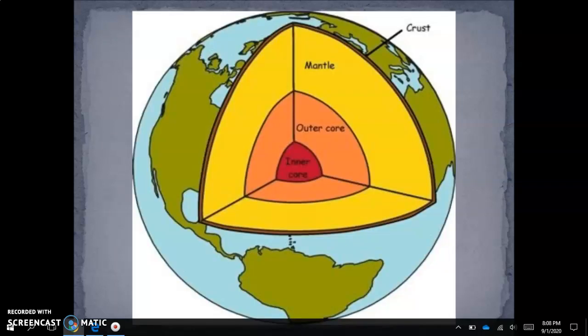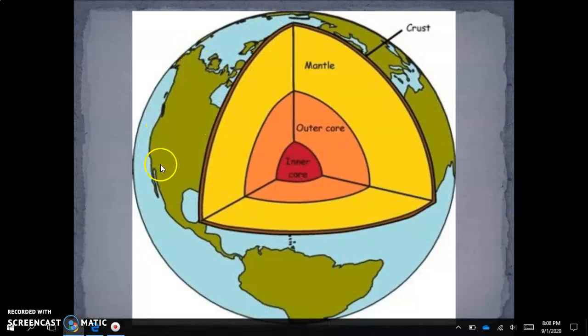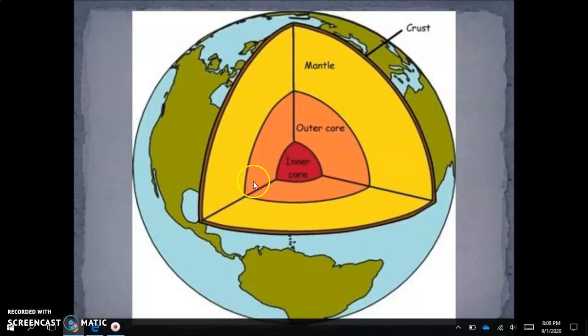So here's a depiction of our layers. So again, we've got the crust, the thin part on the outside. Anywhere you see land, this is continental crust, and then the oceanic crust will be beneath the oceans. The mantle makes up the bulk of the volume of the earth, and then we have our core. And our core is composed of an outer core and an inner core, and we'll get to that in just a second.